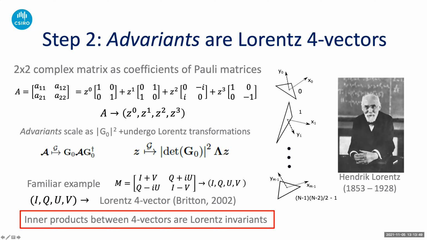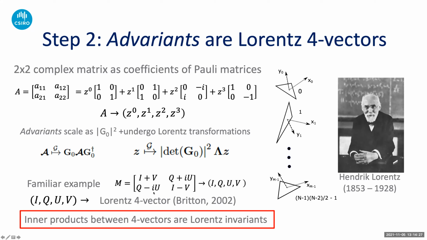And it can be shown that any transformation that has a G0 in the front and G0 dagger at the end undergoes something very similar to a Lorentz transformation, except that there is also one overall scaling factor that we have to account for. A familiar example of such an advariant that undergoes these Lorentz transformations in radio astronomy is a coherence matrix, which we can break down into the I, Q, U, and V Stokes parameters. And these Stokes parameters actually happen to be such Lorentz 4 vectors.